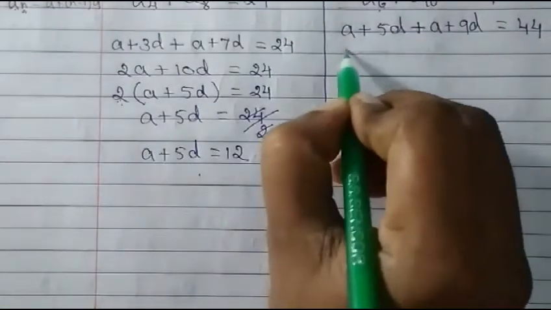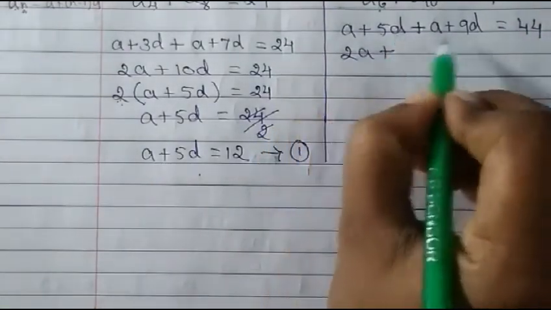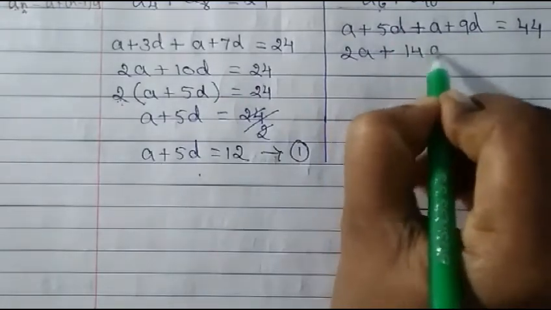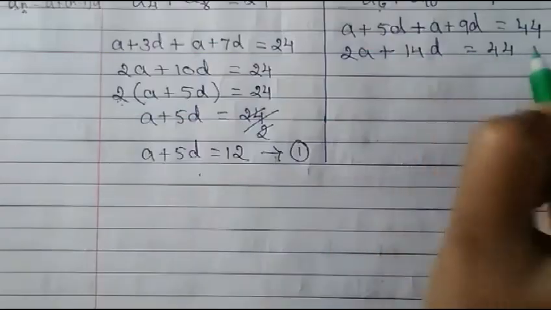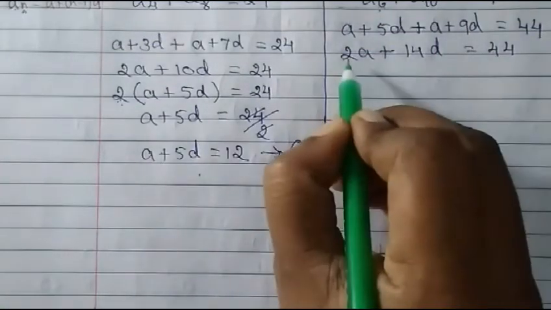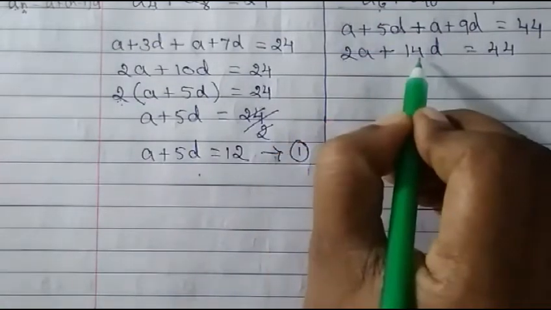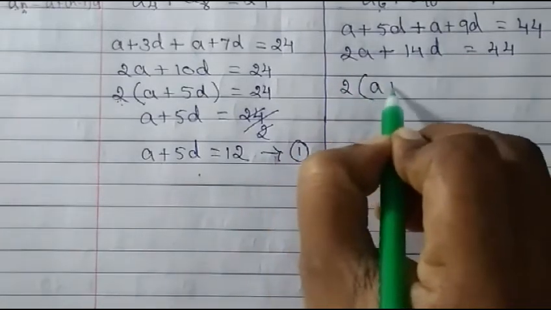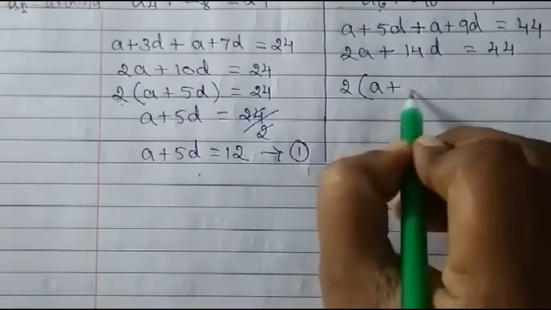Then we have 2A plus 5D plus 9D, which gives us 14D equal to 44. Now same way, this is an even number, which in table 2 also comes, 14 also comes. So let's take 2 outside. Then we will have A plus 7D. How many times do we multiply 2 to get 14?